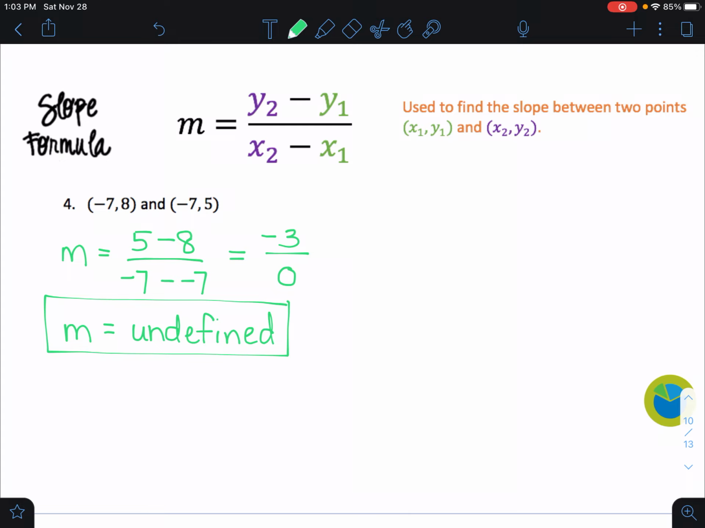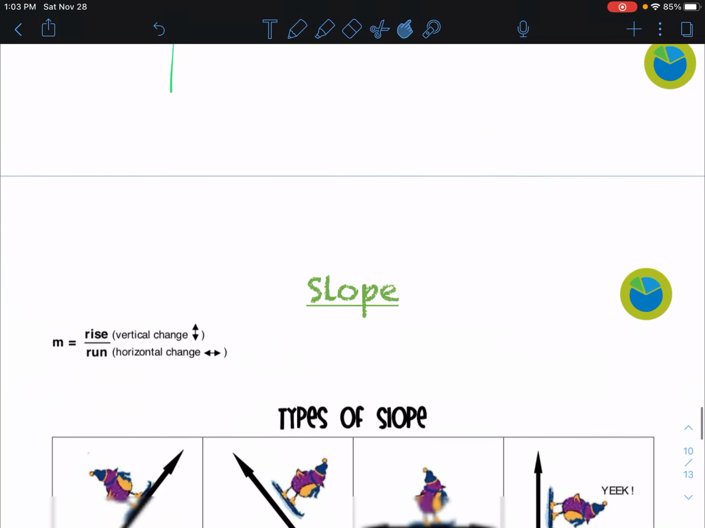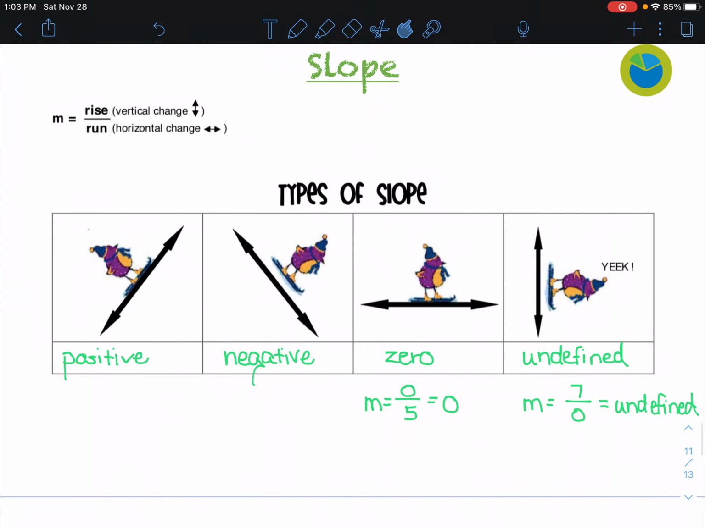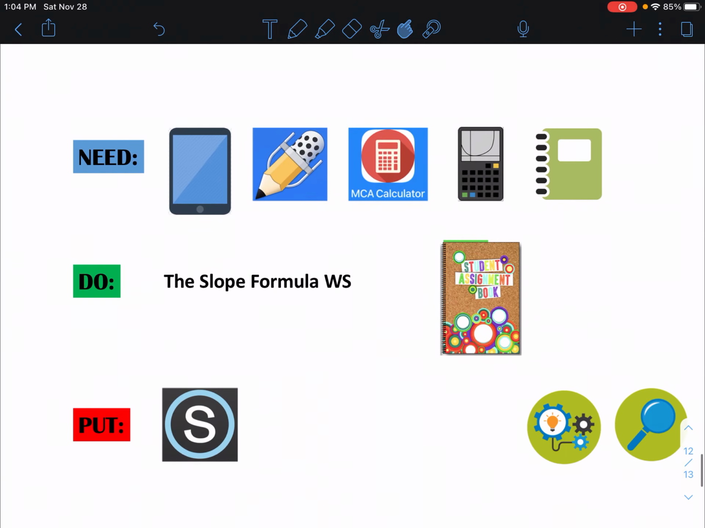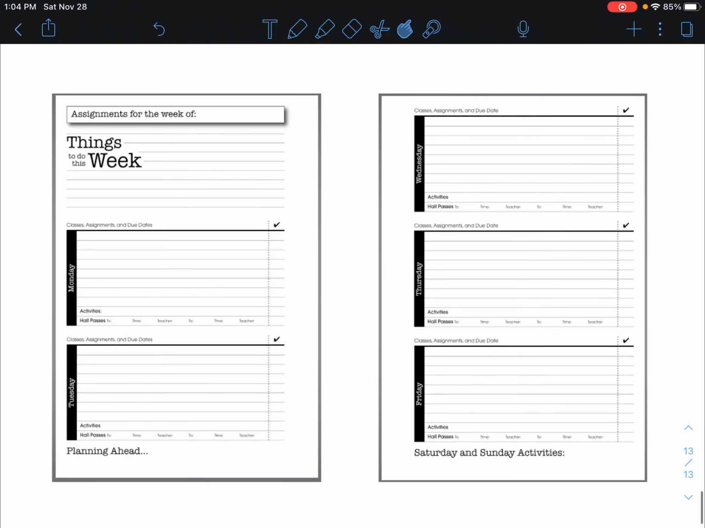Okay, go ahead and continue on this. Before you do so, let's take a look. Again, here are your 4 kinds of slope. And if you get 0 or undefined, just make sure you always simplify it to one of those 2 if you're working with numbers there. Okay, and then in your assignment book, write the slope formula worksheet for today. And then, again, put it in your planner. Looks like this.